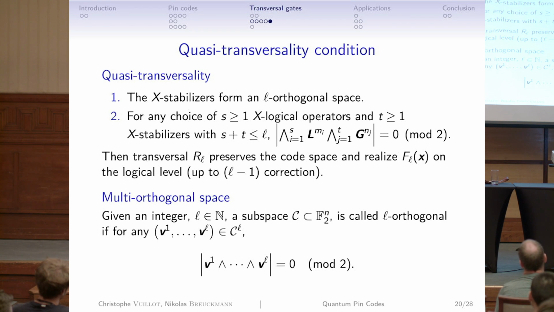So what is this L-orthogonal space? It's just a weaker version of L-even space. Now I just require that if I take the intersection of vectors in this space, up to L vectors, then this intersection is always 0 mod 2.